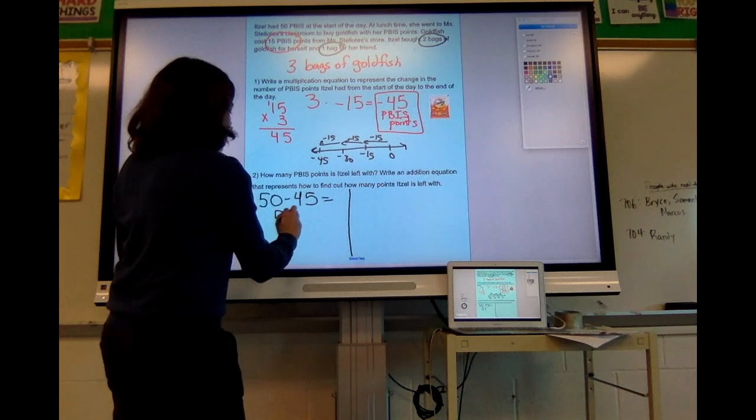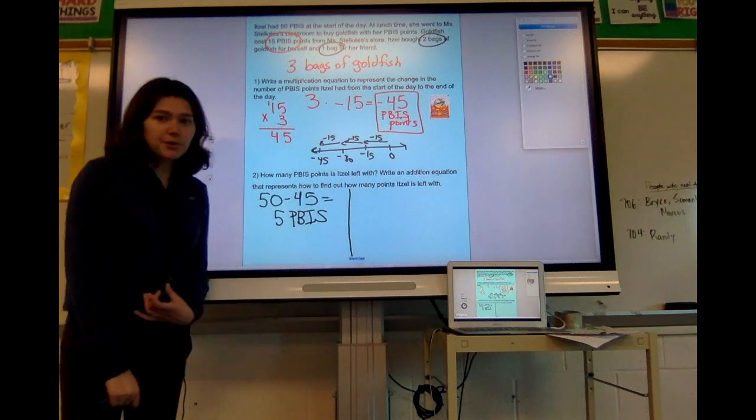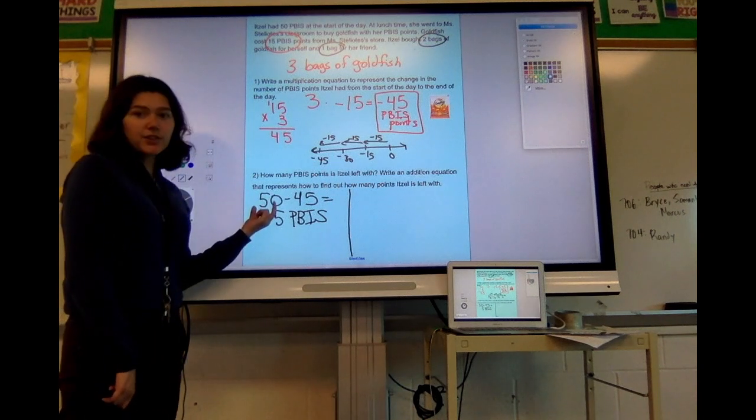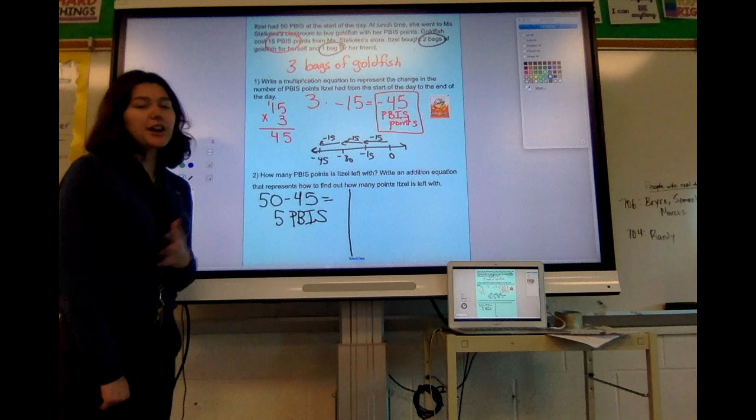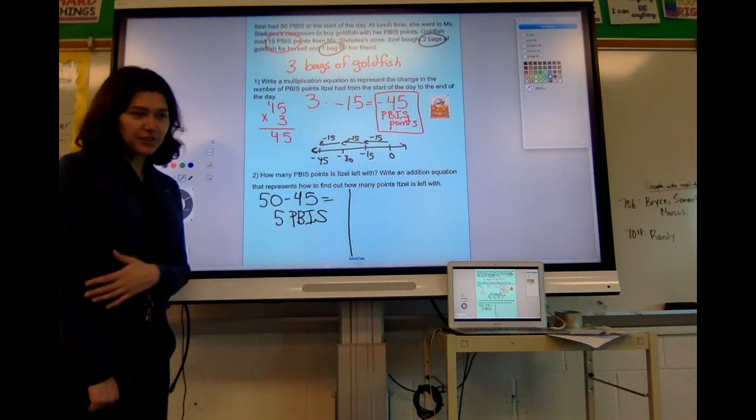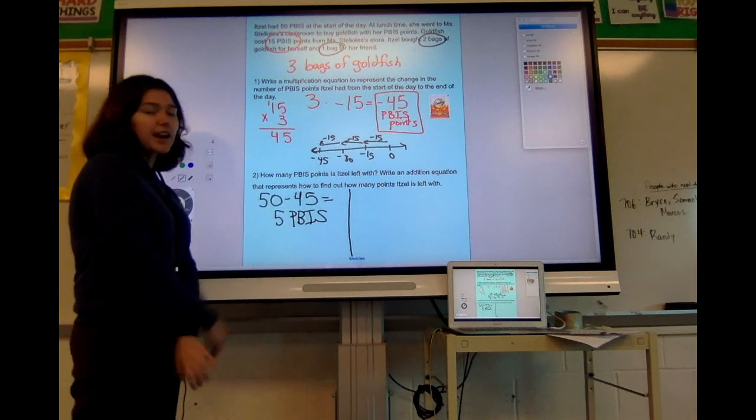Itzel is left with 5 PBIS points, because you would probably think of it as we're starting with 50, and then we're subtracting away 15, and then 15, and then 15. So we're subtracting away 45 points.